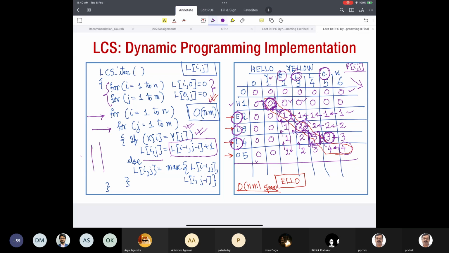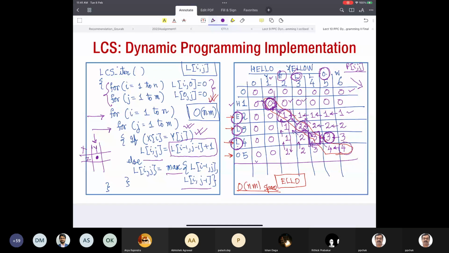So if xi is equal to yj, I will pick it up from the diagonal, previous diagonal. So here this algorithm is working like this. It is moving row wise, column wise. It is going through every row and then every column. And then for any cell here, it is checking if xi is equal to yj, then it is picking it up from here. If it is not, then it is picking it up from the max of these two.